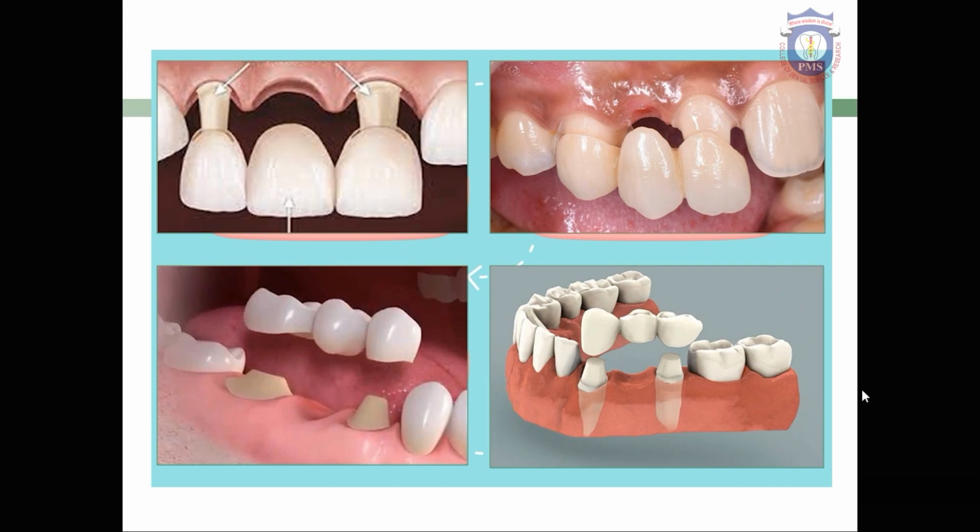So you can see these are the various examples of a fixed dental prosthesis. Generally you will notice that the fixed prosthesis is resting on 2 or more natural teeth, and these teeth are reduced in size. We call that a tooth preparation. So the teeth are prepared to receive the fixed dental prosthesis.